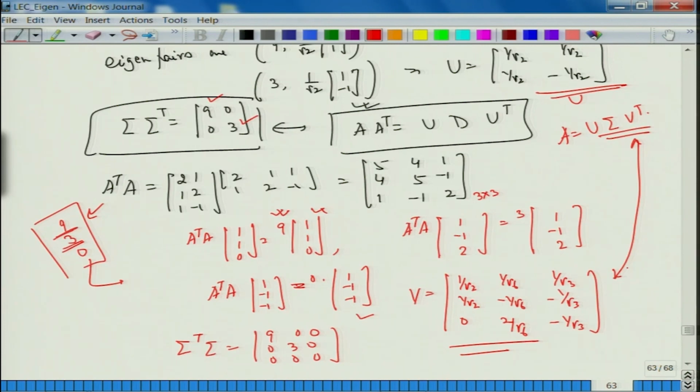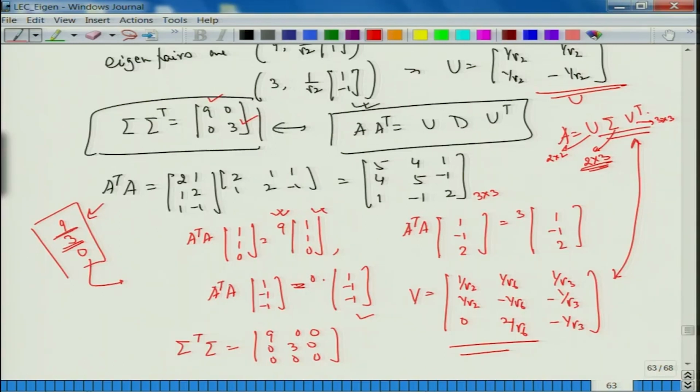Fine. Now, sigma is supposed to be a matrix of size, U is 2 cross 2, so this V sigma has to be 2 cross 3, because this is 3 cross 3. All right. So, the matrix multiplication tells me that sigma has to be 2 cross 3. It is sigma, not sigma square or sigma transpose. It is just sigma. It means that I am looking at a square root of that in some sense.